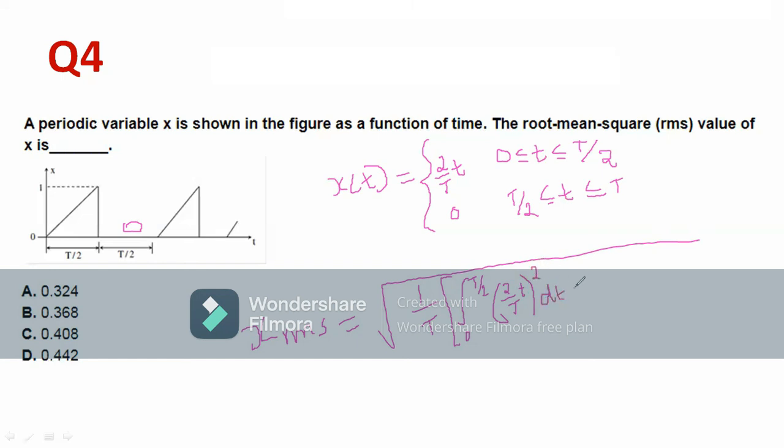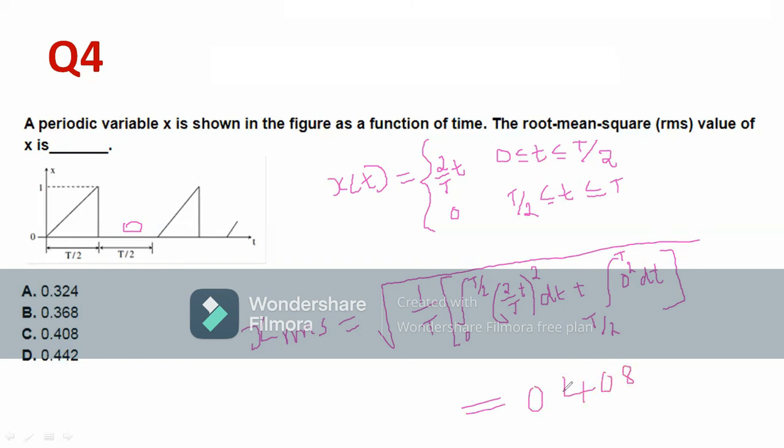Dt plus next let us consider t by 2 to t by 2 to t. This must be 0 only. 0 square into dt. So this you need to solve it fastly. You know how to do the integration, so I will not be wasting much more time. Finally you will be getting the answer, I will be telling you. You have to put the upper limit and lower limit. Finally, you should get 0.408.